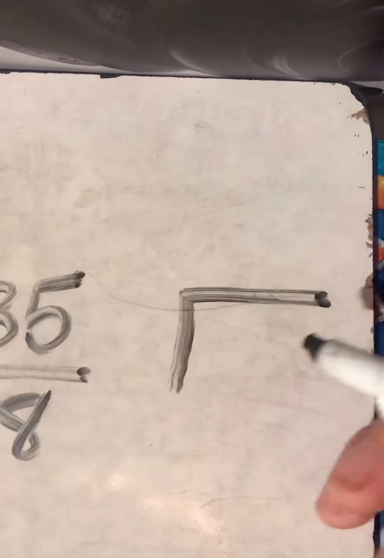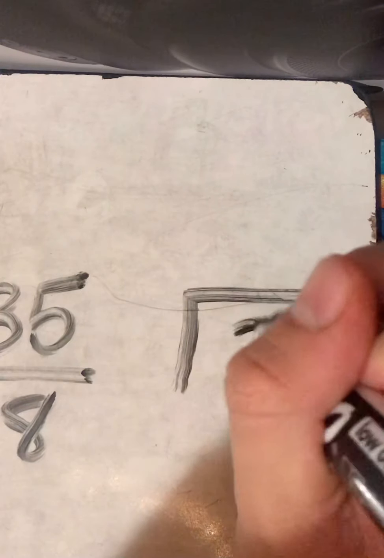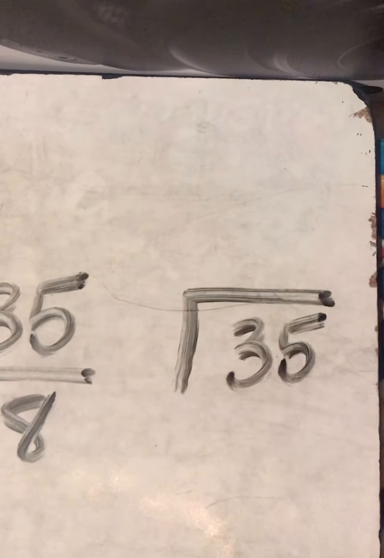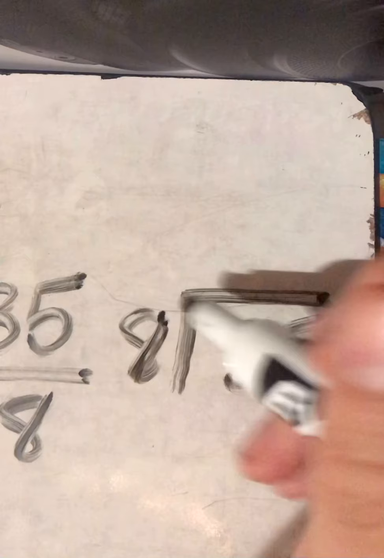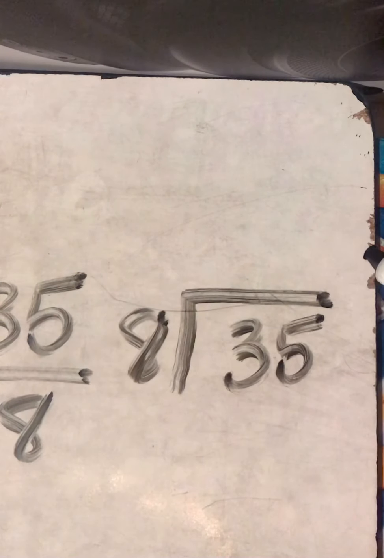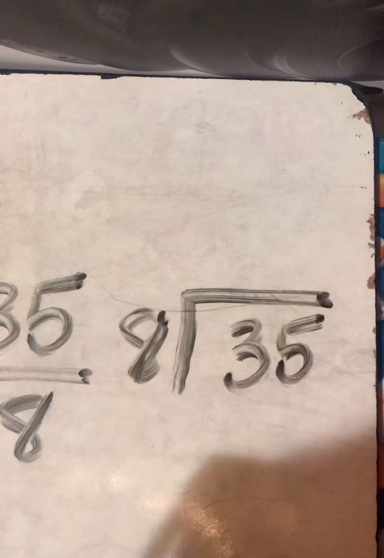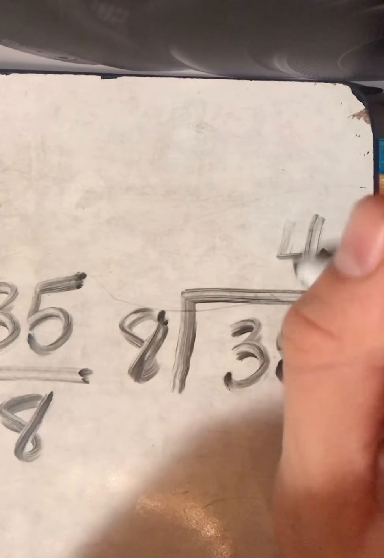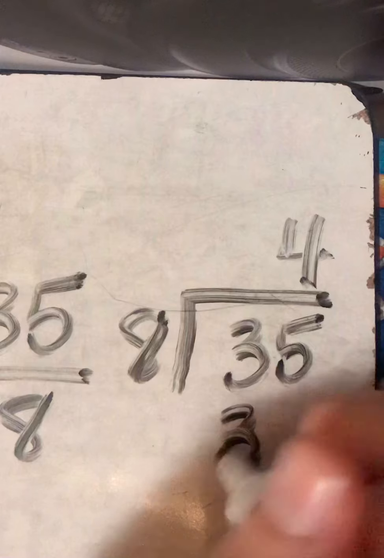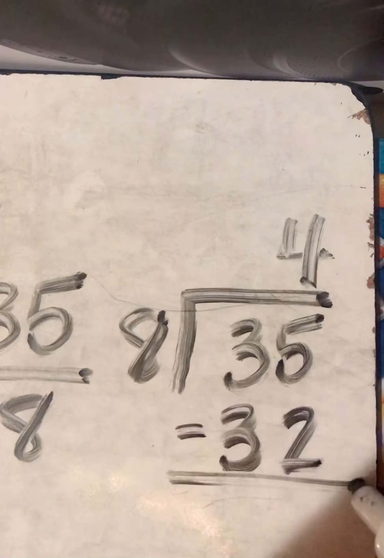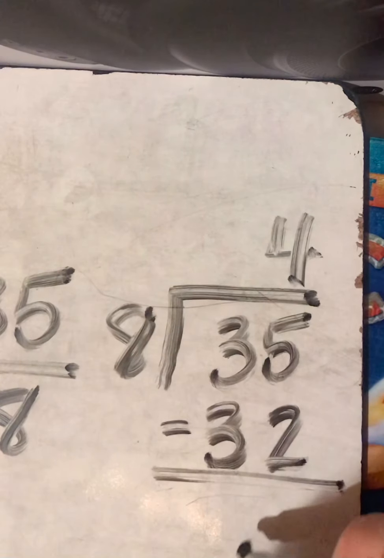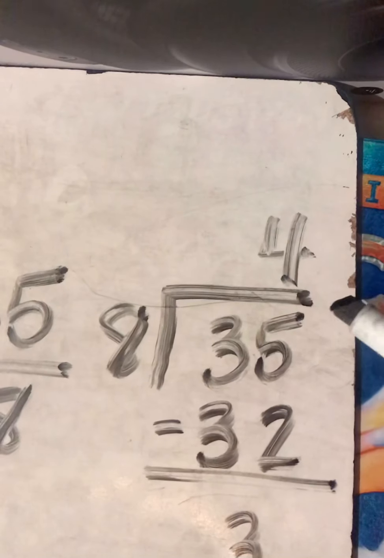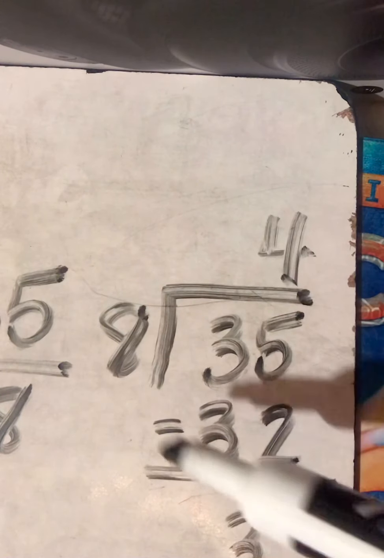So what number goes inside the division box? 35. 8 goes on the outside. How many times can 8 fit into 35? Using my knowledge of the multiplication tables, I know that 8 can fit into 35 4 times. 8 times 4 is 32. I subtract and I get 3. So now my answer is 4 3/8.